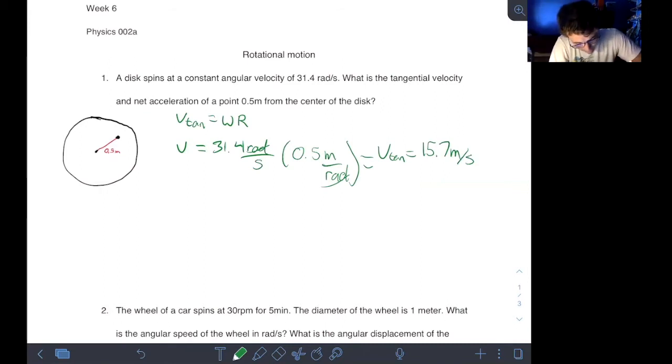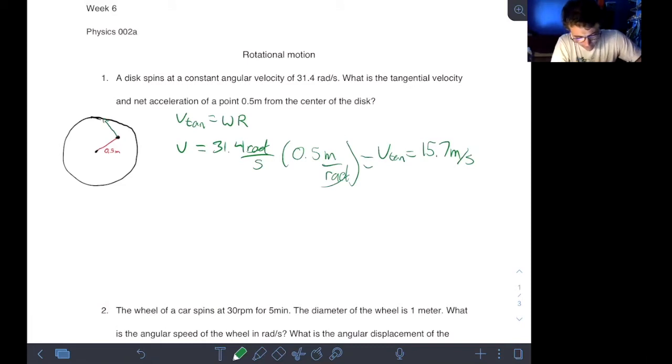The tangential velocity is just going tangent to the circular path that's going on, right? And we know that the velocity is pointing in that direction because our angular velocity is positive. When it's positive, the disk, or whatever the object is, is spinning counterclockwise. I'll try to explain that. I'll explain it now.